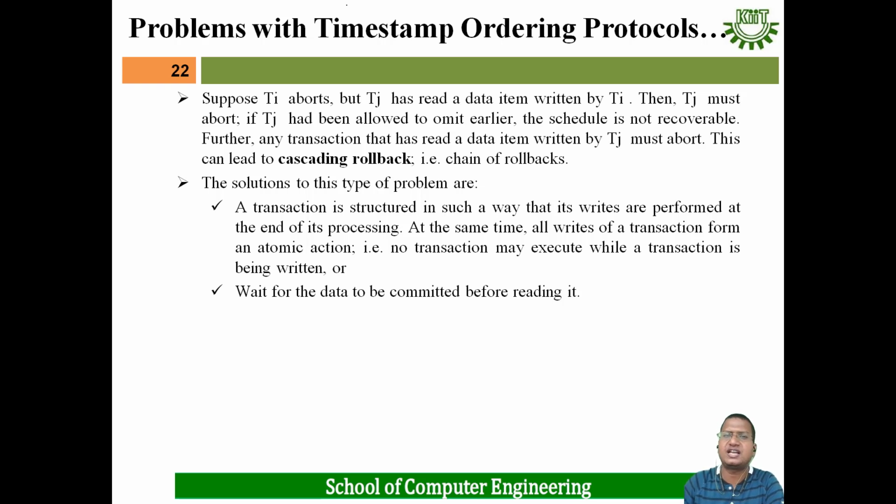Now, regarding problems with the timestamp ordering protocol, there will be no deadlock. Deadlock is not present in the timestamp ordering protocol. Okay, but the problem is cascading rollback. Any transaction that has read a data item written by TJ must abort. This can lead to cascading rollback, that is, a chain of rollbacks. Okay, cascading rollback may be a problem in the case of the timestamp ordering protocol.